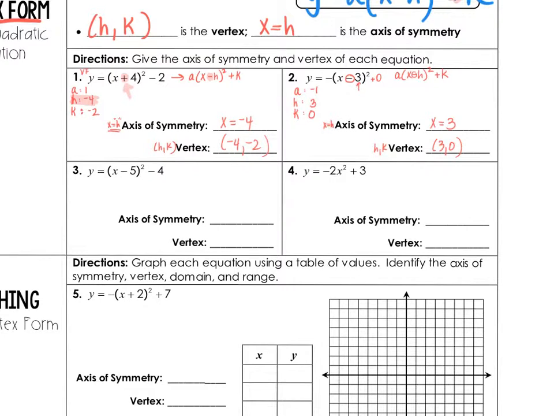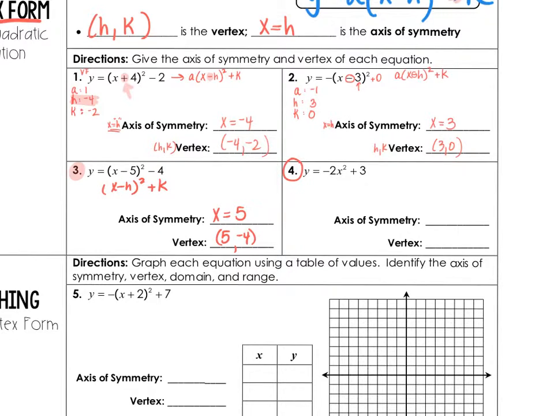All right, so go ahead and pause the video and try number 3. Try number 3, and then I will set up number 4 with you. Pause the video, try 3, and then we'll check your answer. Okay, hopefully you paused the video to try number 3. Your axis of symmetry will be x equals 5, and your vertex will be 5, negative 4. So x minus h squared plus k to give us those values.